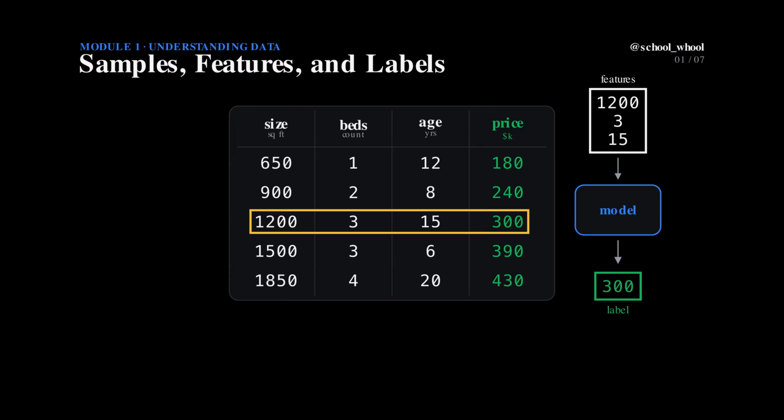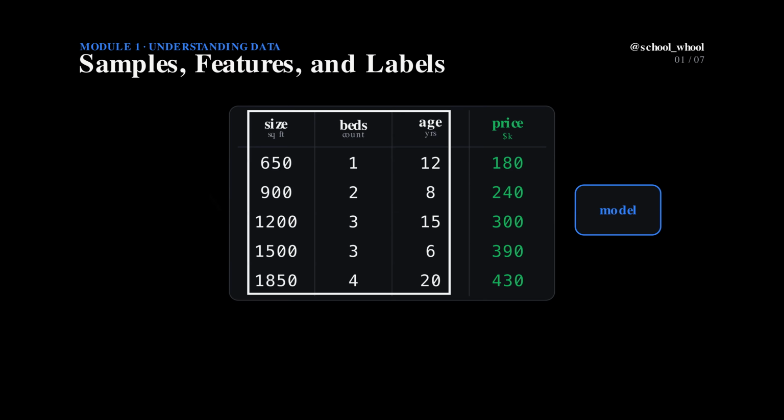You will see 2 names for these pieces everywhere. All the input columns together are called capital X. The one column we are predicting is lowercase y. So every dataset is just X on one side, and y on the other.